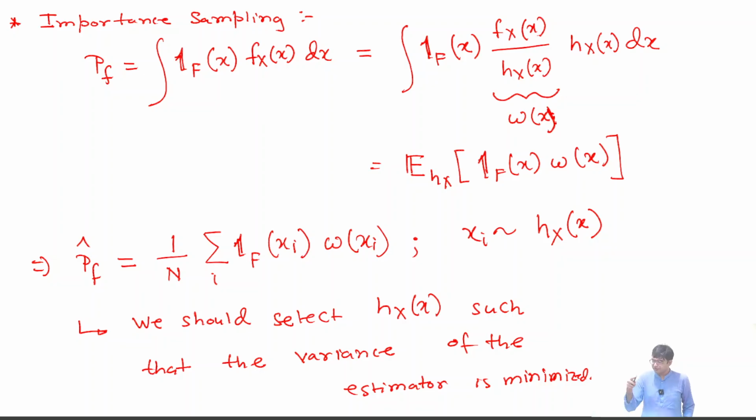Because remember, coefficient of variation is equal to sigma by mu, and that sigma is this standard deviation of this estimator. So reducing this sigma means reducing coefficient of variation. Reducing coefficient of variation means that you will converge now at less number of samples. That is the idea. Is that clear?